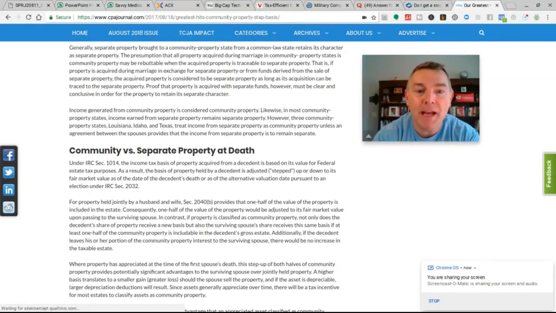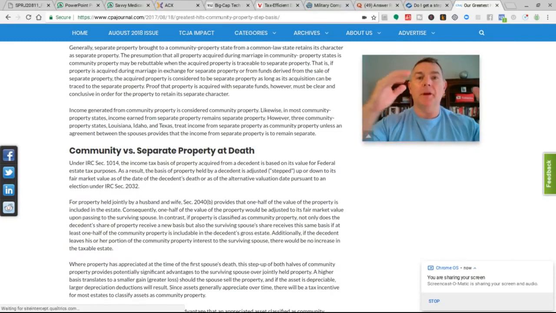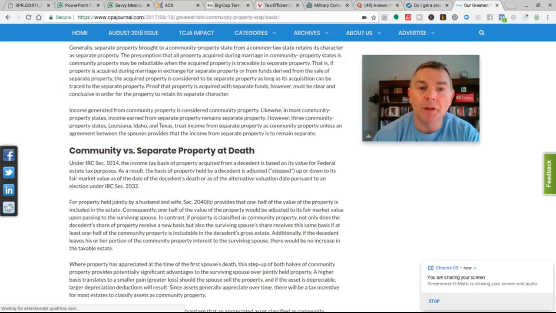All right, for property held jointly by husband and wife, Section 2040(b) provides that one half of the value of the property is included in the estate. And that's simple. You've got a husband and wife. I die. My wife's own asset is not included in the estate. Only mine is, because I own half of it. Consequently, one half of the value of the property would be adjusted to its fair market value upon passing to the surviving spouse. Again, a step-up in basis.